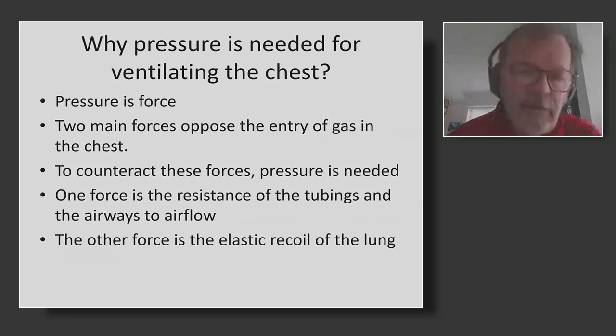And there are two main forces. One force is the resistance to airflow, to flow. And this is due to the tubings, the endotracheal tube and the airway. And the other force is the elasticity of the lung, which creates what we call the elastic recoil of the lung. So remember, the pressure is needed because forces are counteracting the entry of gas, and there are two main forces, resistive forces and elastic forces.